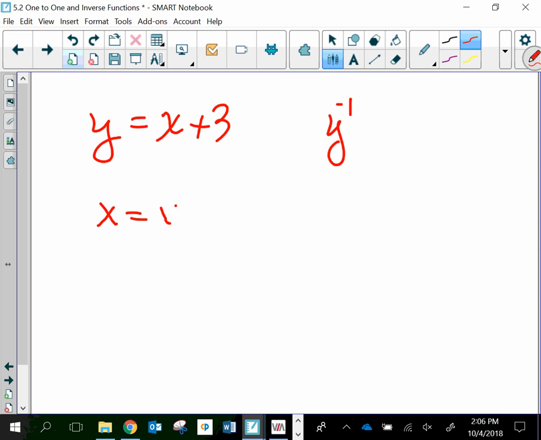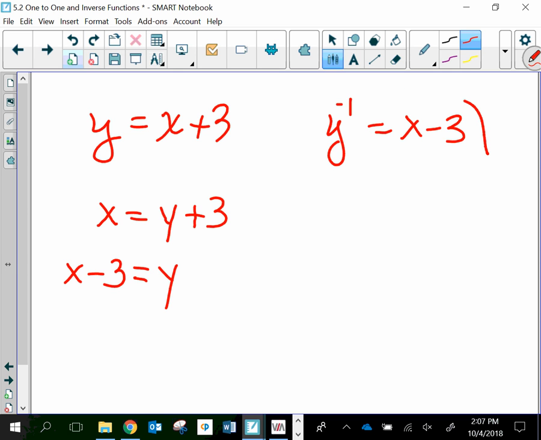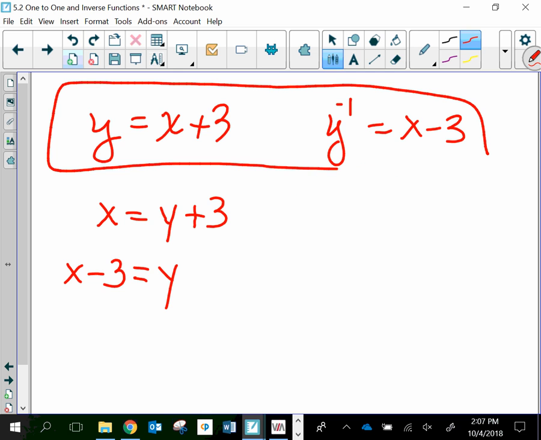So if x equals y plus 3. Okay. And then you solve for y. So subtract 3 over this. And so the inverse is? x minus 3. Okay, so those are inverses. So swap them out, and you solve for the y.